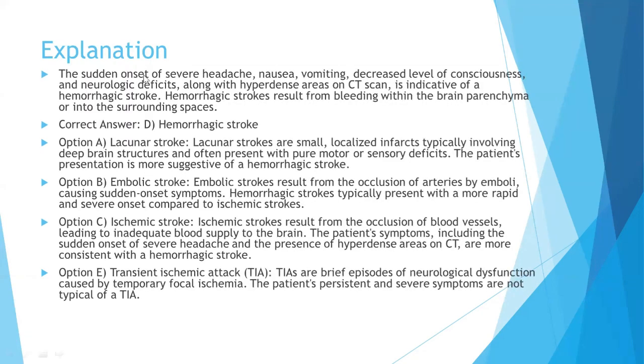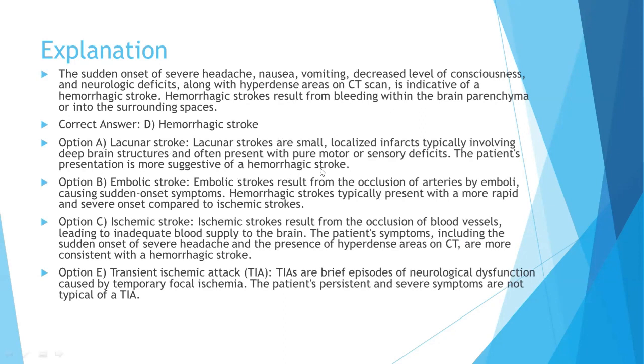So the sudden onset of severe headache, nausea, and vomiting, decreased level of consciousness, and neurological deficit, along with hyperdense areas on CT scan, is indicative of a hemorrhagic stroke. Now, hemorrhagic stroke results from bleeding within the brain parenchyma or into the surrounding spaces. So the correct answer is the hemorrhagic stroke.